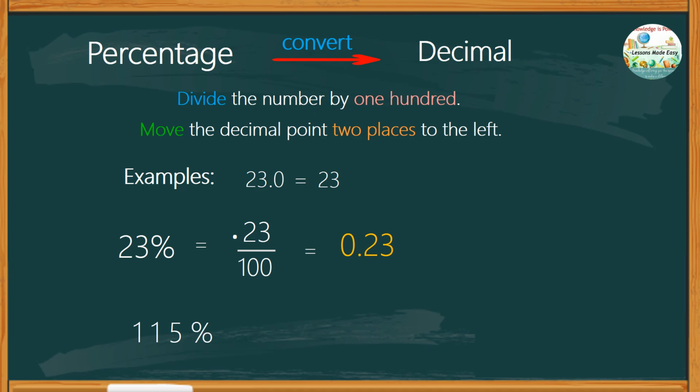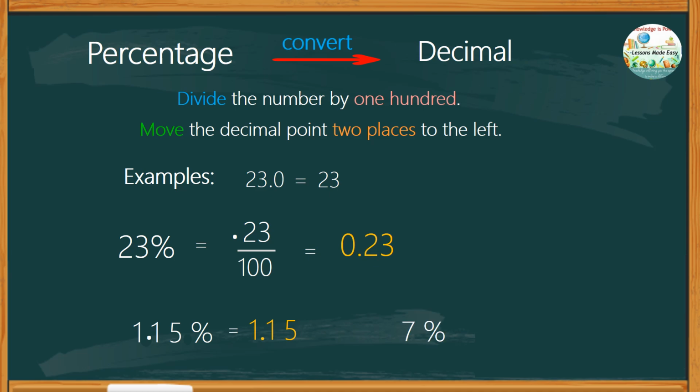Here is another example, 115%. Locate the decimal point, which is right behind the digit in the ones place. That's behind 5. Then, move 2 places to the left. So 115% is equal to 1.15.